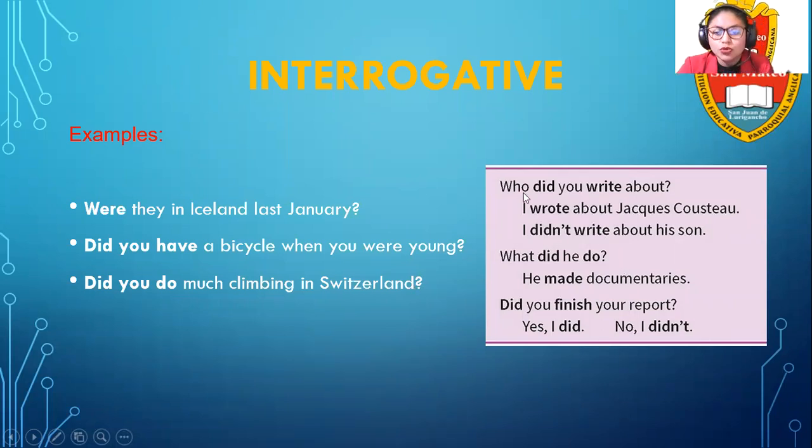Tenemos más ejemplos. Who did you write about? ¿No? What did he do? O did you finish your report? El último ejemplo es muy parecido a los ejemplos que tenemos aquí, porque estoy iniciando con did. Pero ¿qué sucede si tengo un question word? Como who y what en este ejemplo. Este question word van a ir al inicio de mi pregunta y luego recién nuestro auxiliar.